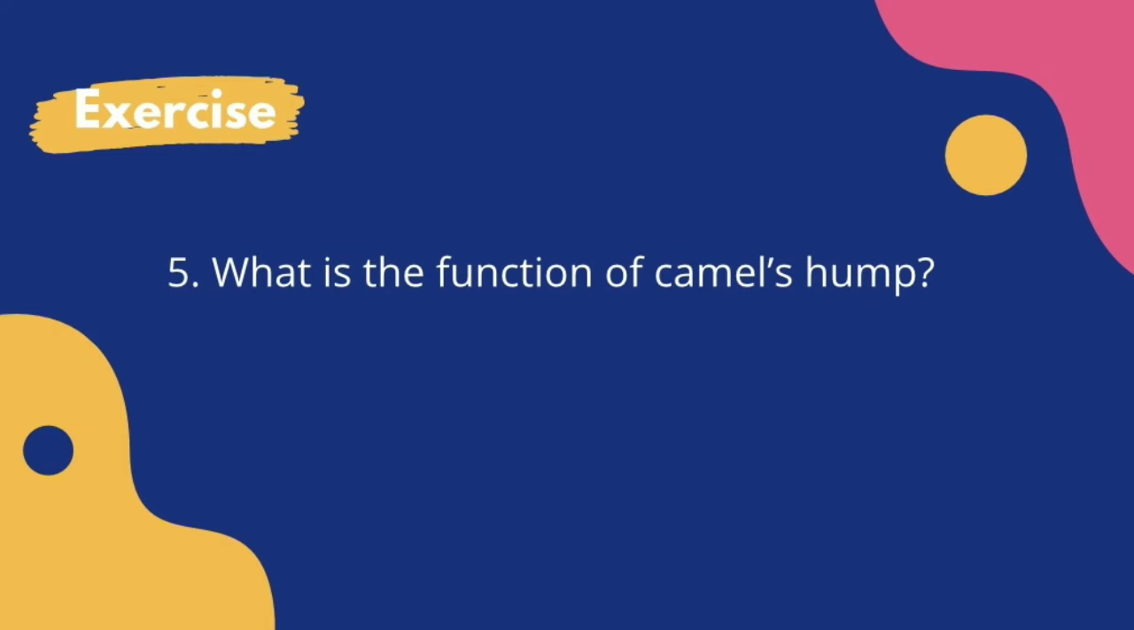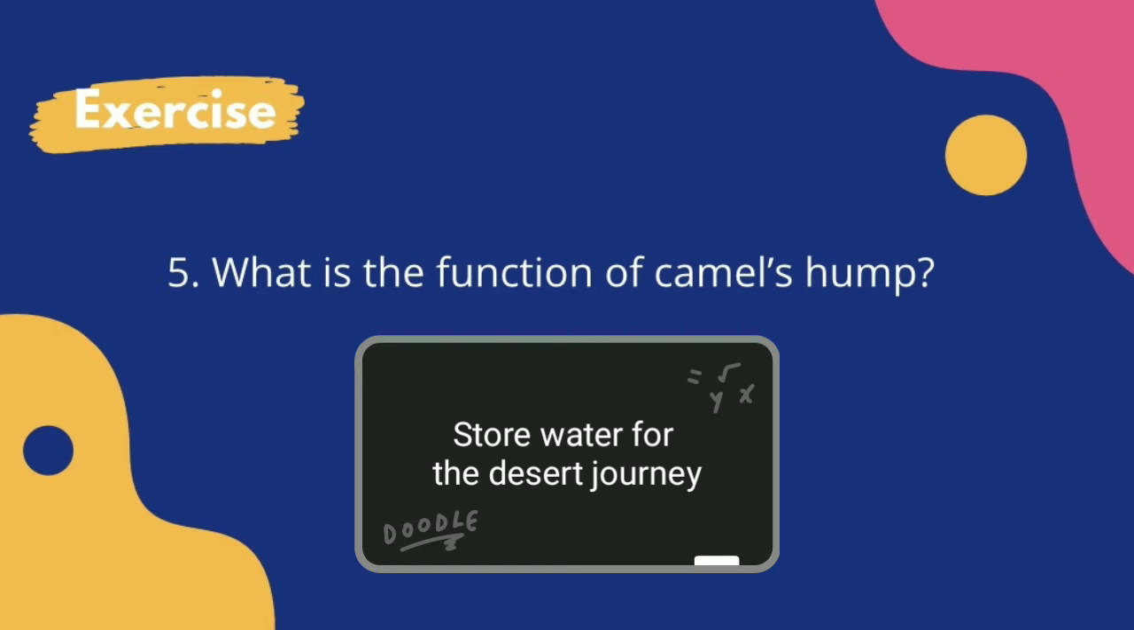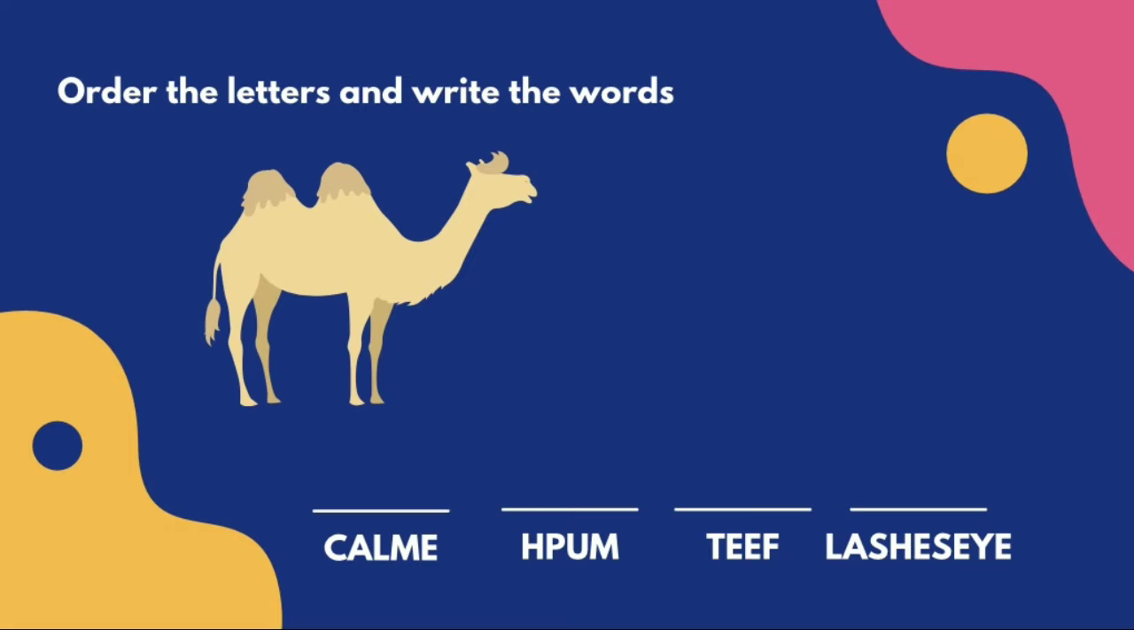The last, number 5. What is the function of camel's hump? Good. The function of camel's hump is to store water for desert journey. Now, we move to the next exercise. In this exercise, you must rearrange the words to the correct words. So, concentrate.